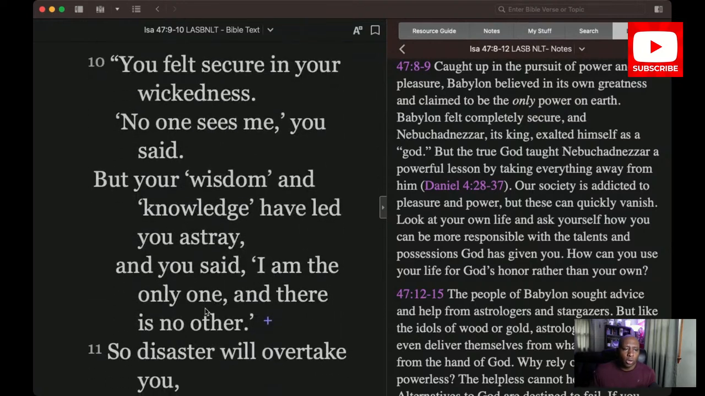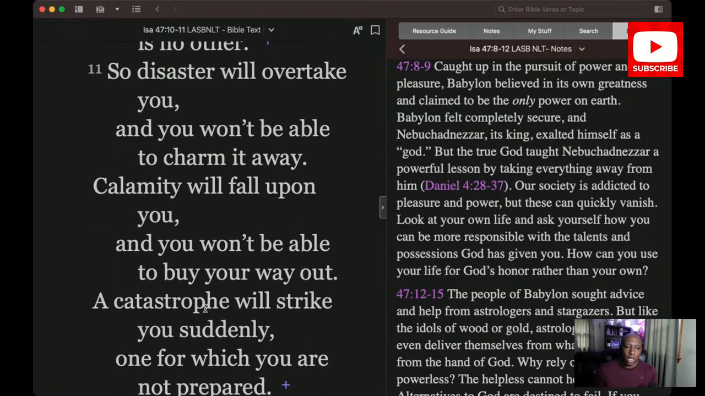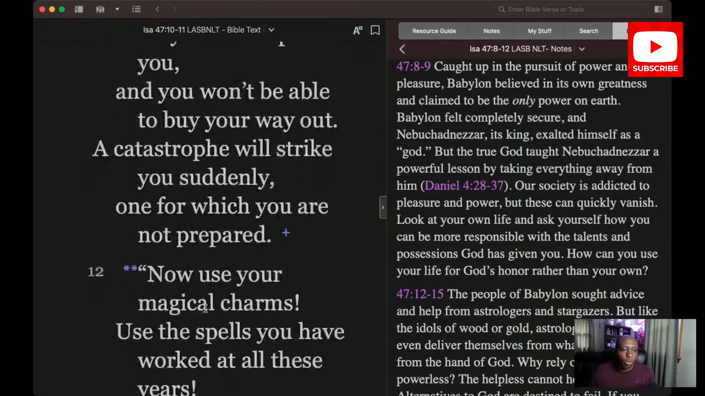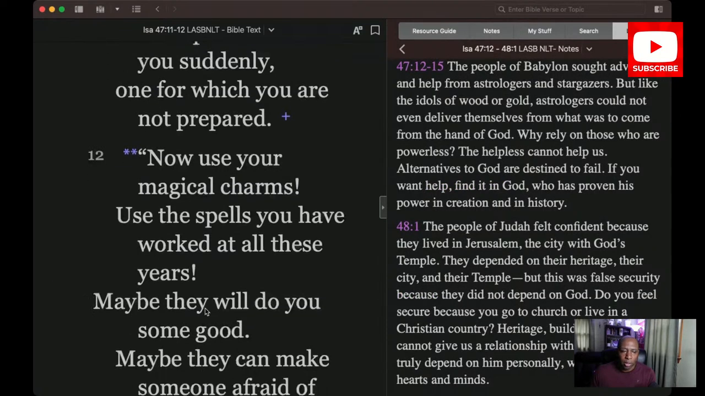You felt secure in your wickedness. No one sees me, you said, but your wisdom and knowledge have led you astray. And you said, I am the only one, and there is no other. So disaster will overtake you, and you won't be able to charm it away. Calamities will fall upon you, and you won't be able to buy your way out. Catastrophe will strike you suddenly, one for which you are not prepared.